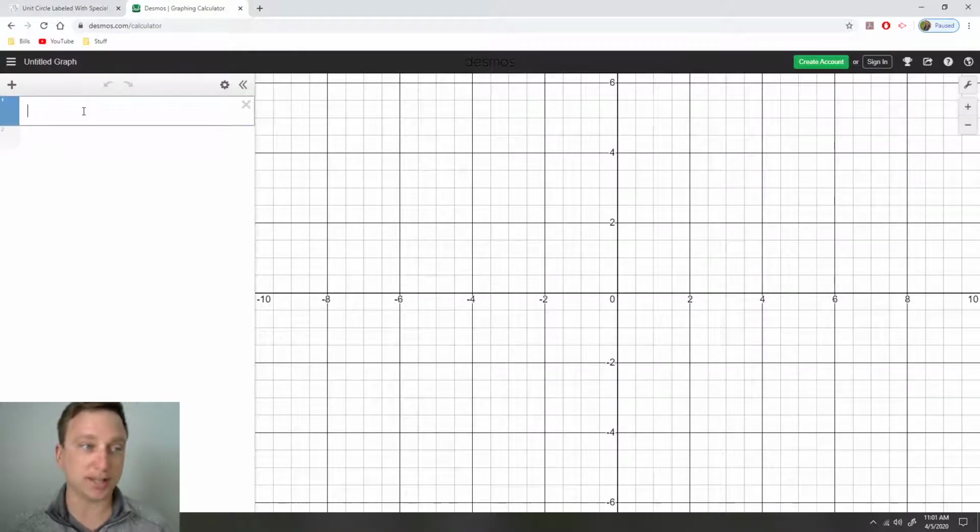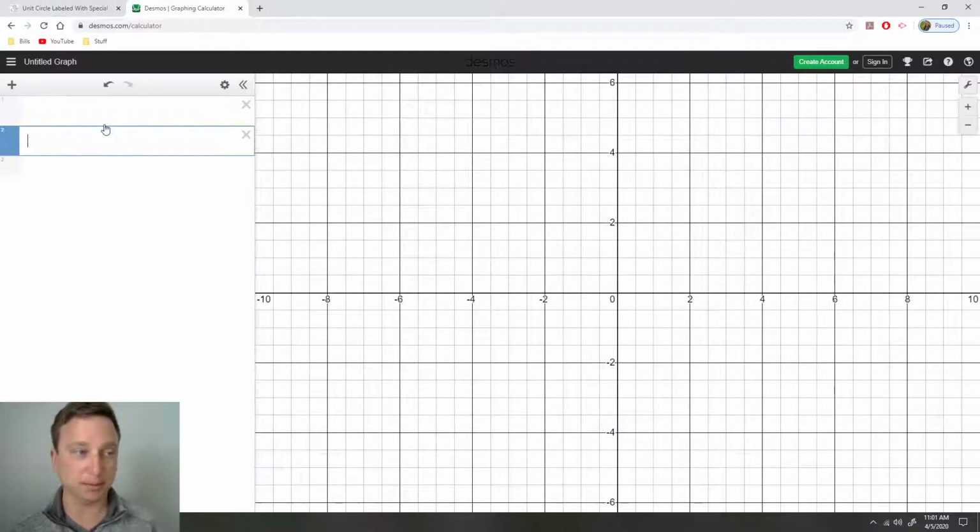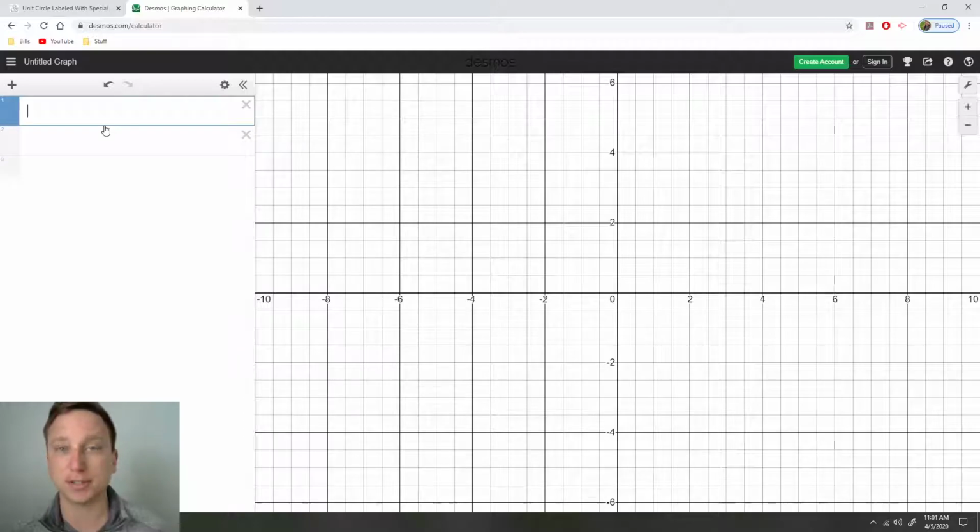Before we look at these in Desmos, if you haven't yet, I'd encourage you just to type y equals sine x, y equals cosine x below, and look at the relationship between these two functions. They are very closely related, and you're going to see that right away if you put them into Desmos. So take a moment to do that if you haven't.